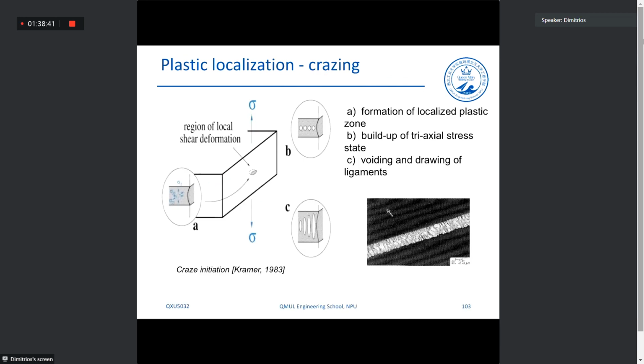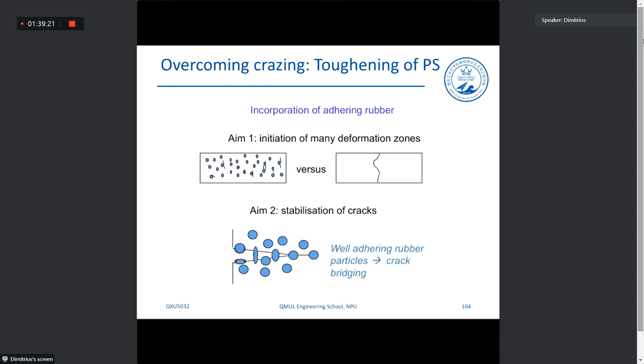Crazing takes place by essentially forming a localized plastic zone, and then this grows by opening up like a hole. You can consider it as a hole within the polymer, and then because of the triaxial stress, this hole opens up completely, and then we have very quick fracture of the polymer. This takes place very fast.